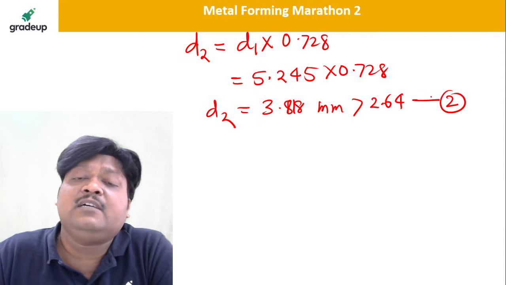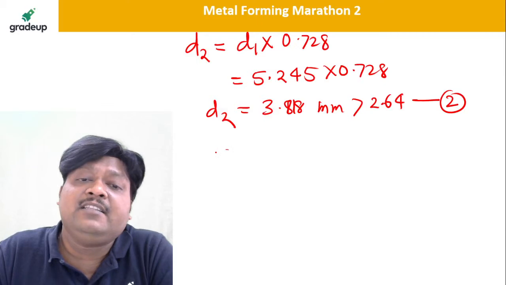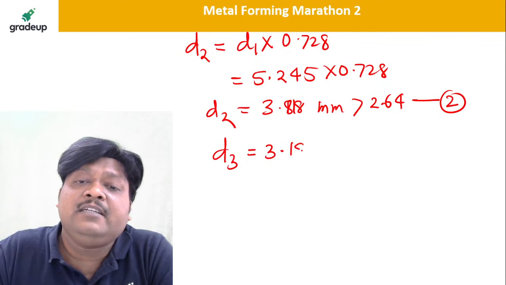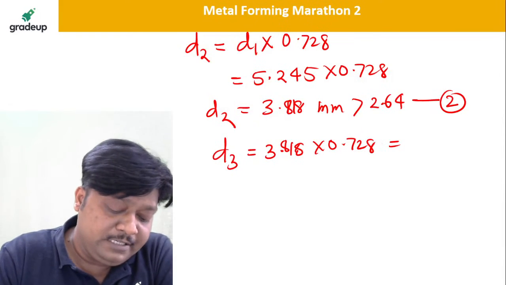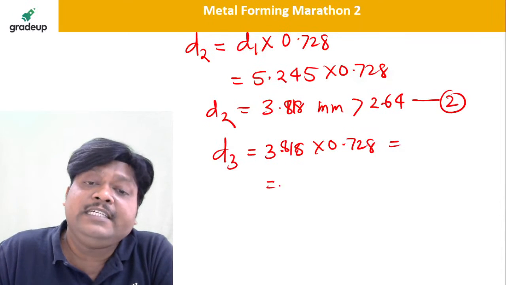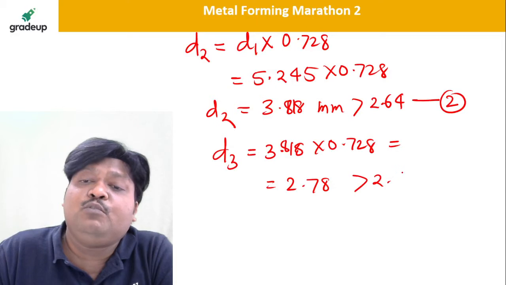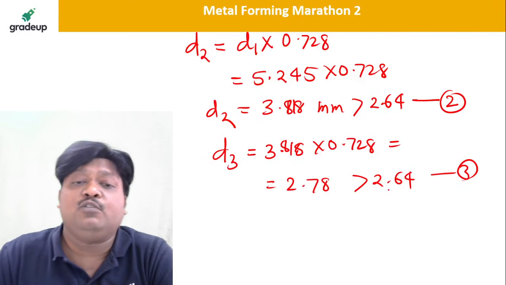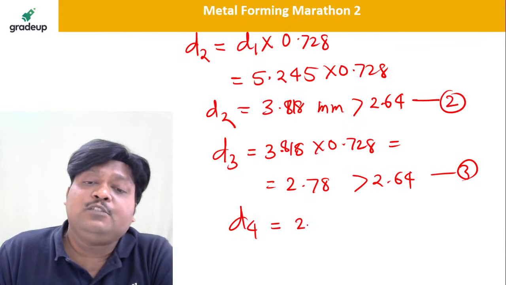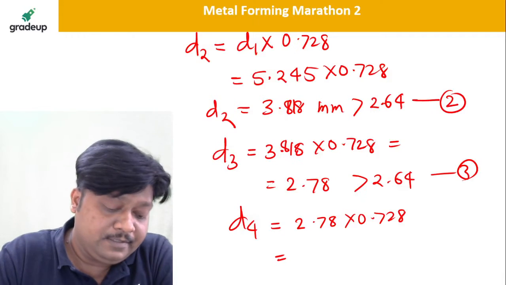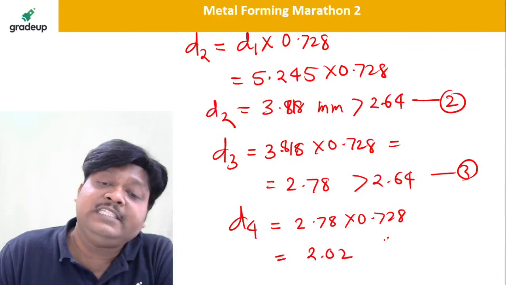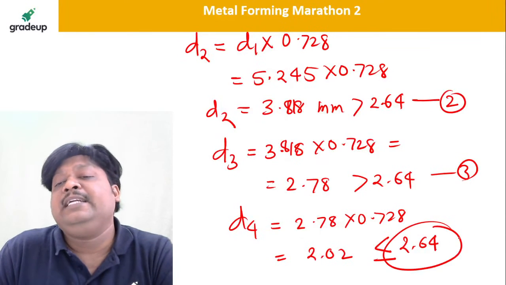Now we have to go for the next pass. So 2 passes are already done. Take the third pass, which is 3.818 into 0.728. Tell me how much? It is 2.78, which is again bigger than 2.64. So the third pass is completed. Go for the fourth pass. You will get D4 equal to 2.78 into 0.728. Check it out. How much is it? Yes, it is 2.02, which is less than or equal to 2.64. That works. So the fourth pass will be needed.